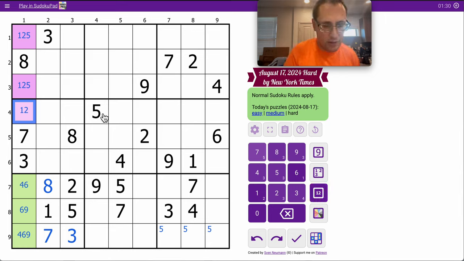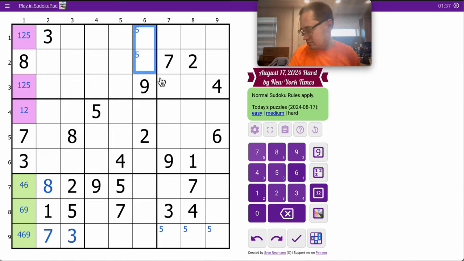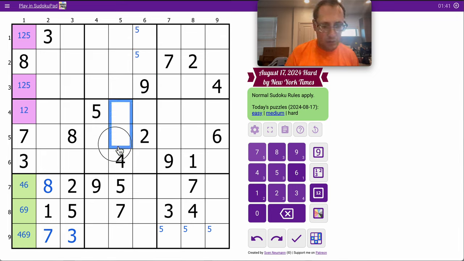Okay, now I think I can go with the middle columns. Those two 5s force a 5 right there. And these two 9s force it into one of those two places. 7, 9, 3, okay, 4 is going to end up here, I think. And these two 7s are going to force one of those two. And that's all I get.